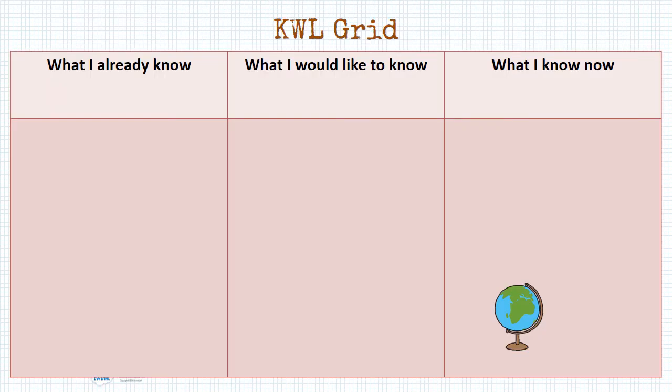Let's look at our KWL grid. I want you to look at your grid because you should have it in front of you. In the far left column, write what I already know about the Bahamas. Then I want you to write what I would like to know about the Bahamas. Now we are going to save the column on the right to complete after we have watched the video, or completed our lesson. And you're going to fill in what I know now.